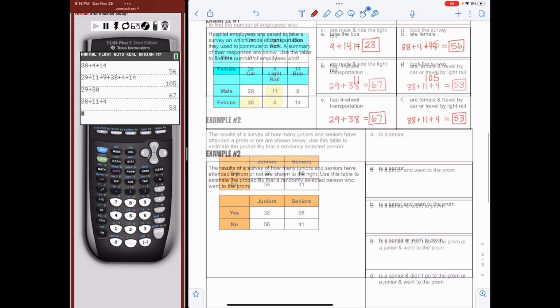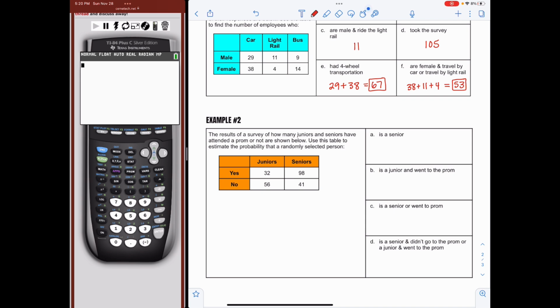All right, so now example number 2 states that the results of a survey of how many juniors and seniors have attended prom or not are shown below. Use this table to estimate the probability that a randomly selected person, A, is a senior. So before we can find the probability, the one thing you need to understand is that we do not have our total values.